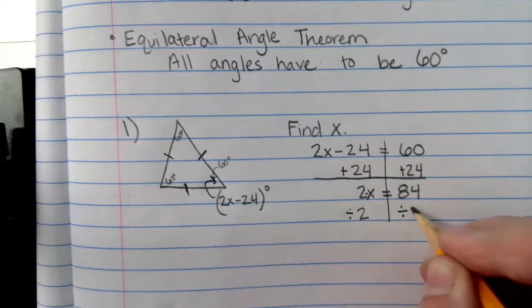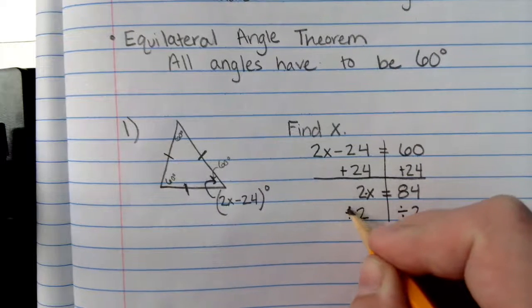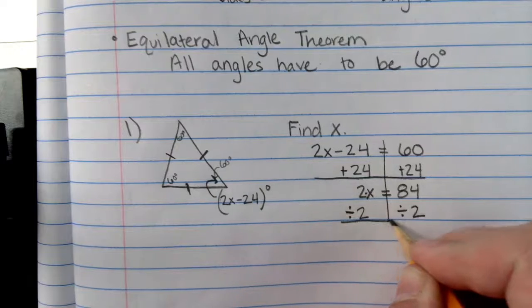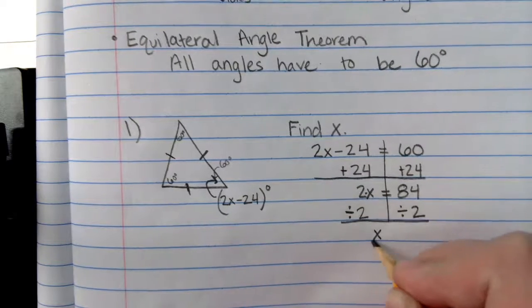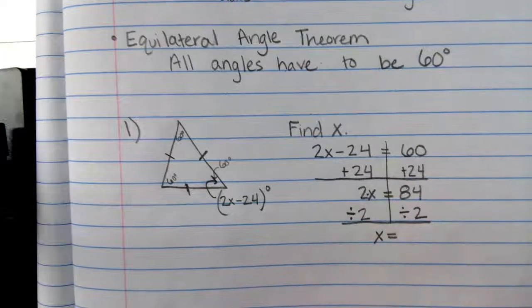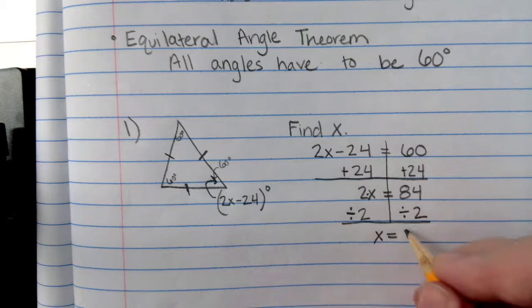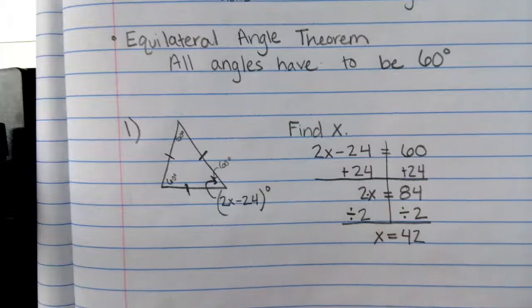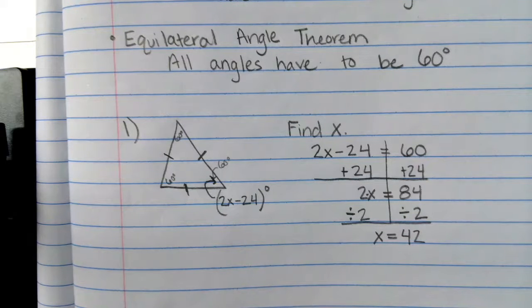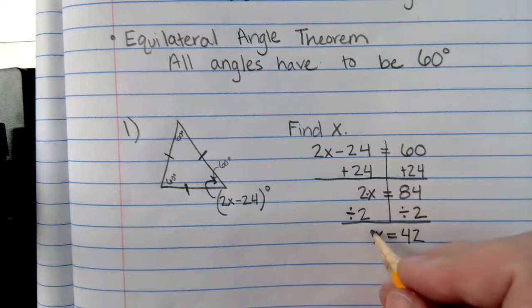And if we do one side, we have to do the other side. So x equals 42. Was that the answer to the question? What was our question? Did we find out? Yeah.